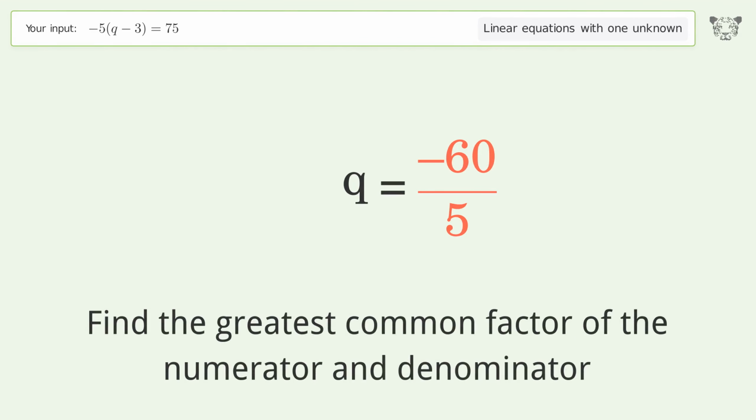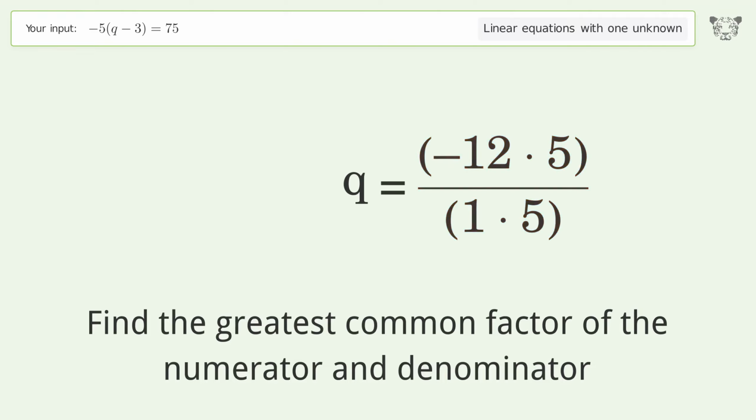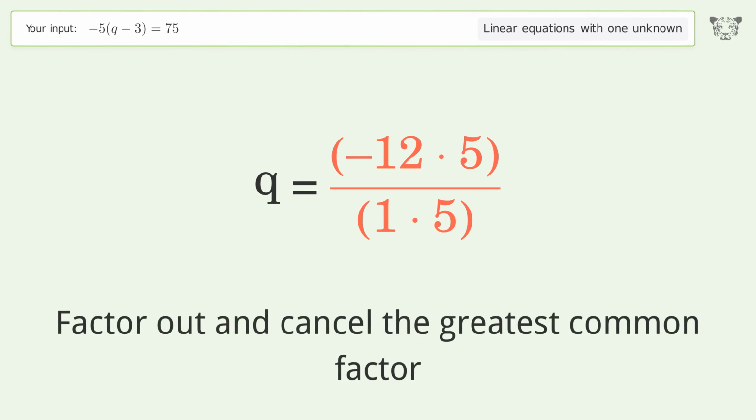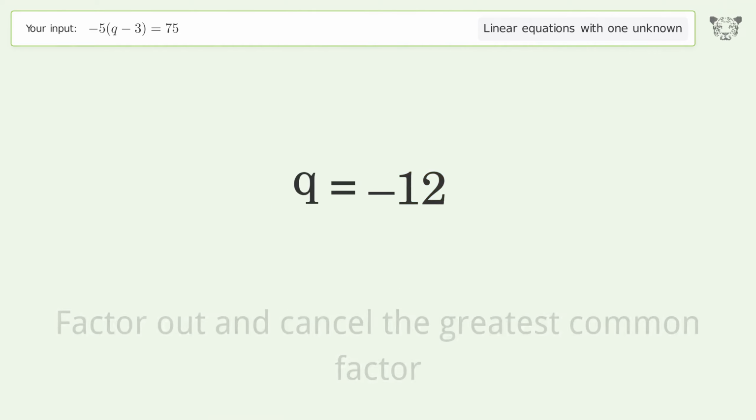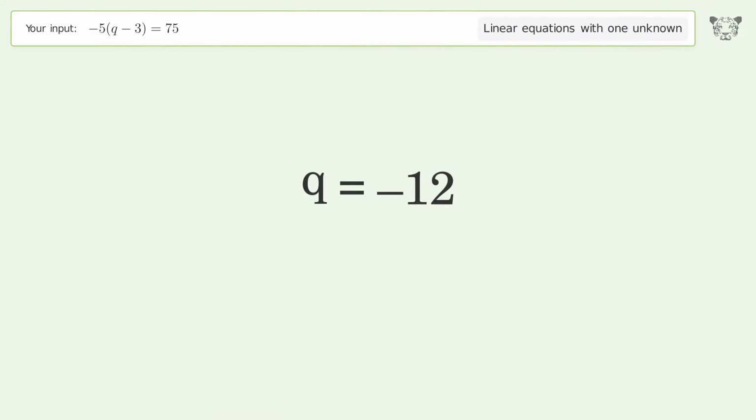Find the greatest common factor of the numerator and denominator. Factor out and cancel the greatest common factor. And so the final result is q equals -12.